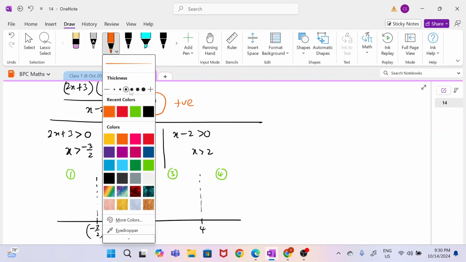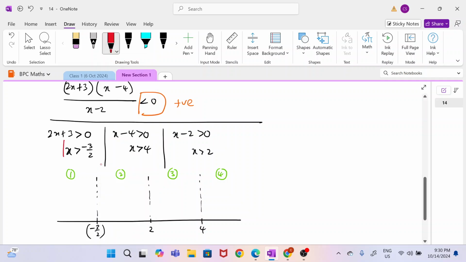Now let me do it here. I'm going to denote this in red color. There's no equal sign here, so I just put a circle here. Then I'm going to put a long line here.